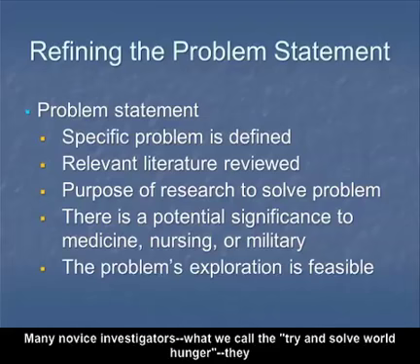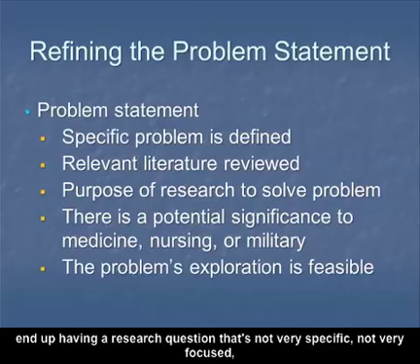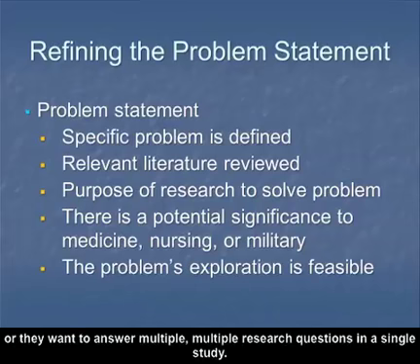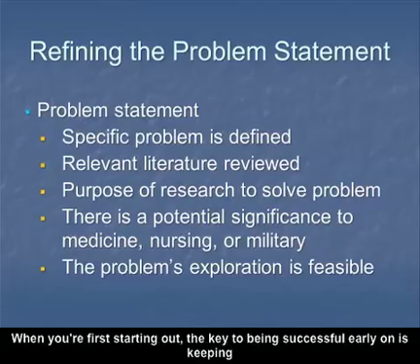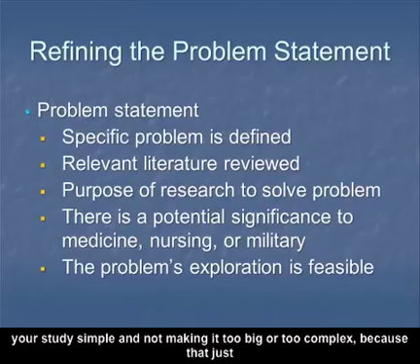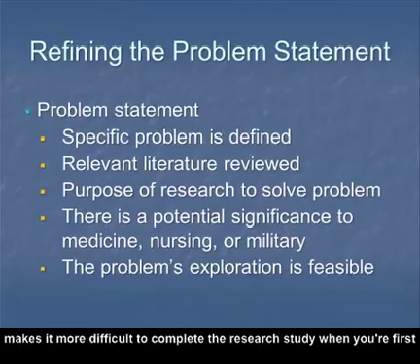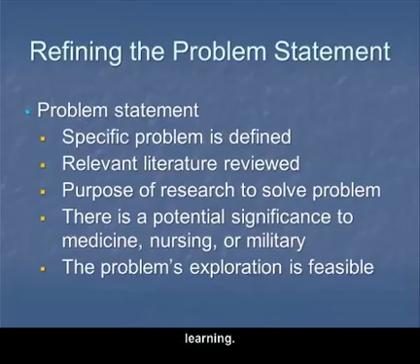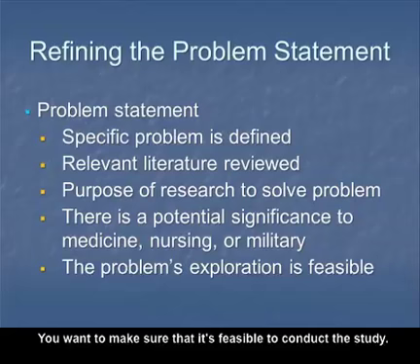Many novice investigators try and solve world hunger. They end up having a research question that's not very specific, not very focused, or they want to answer multiple research questions in a single study. When you're first starting out, the key to being successful early on is keeping your study simple and not making it too big or too complex, because that makes it more difficult to complete the research study when you're first learning. You want to make sure that it's feasible to conduct the study.